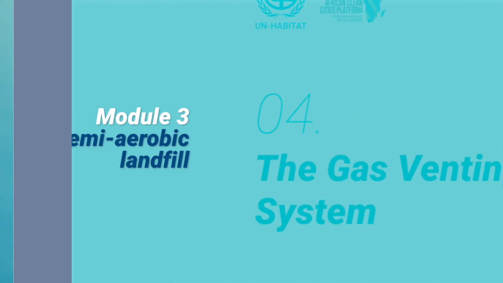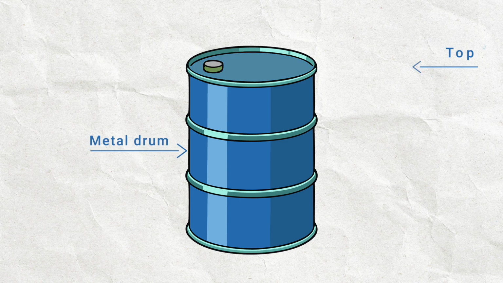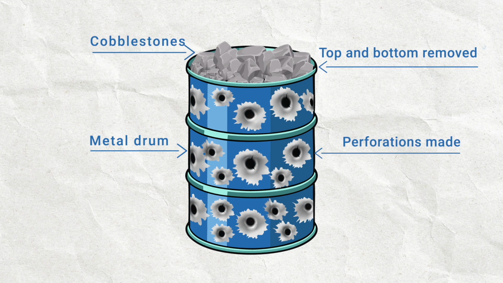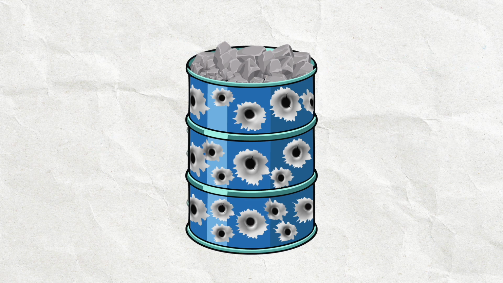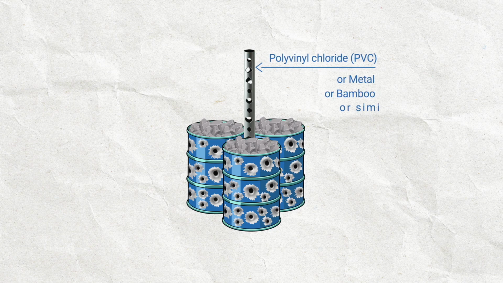The gas venting system is a simple structure that prevents the buildup of gases within the waste mass, as well as further enhancing the intake of air into the landfill body. They can be made of things you're likely to find lying around the landfill, but we'll use this old 55-gallon oil drum as an example. Remove the top and bottom. Perforate the sides and then fill with cobblestones. For each system, you'll need 3 of these positioned like this to surround a central perforated venting pipe. This can be made of PVC, metal or bamboo.